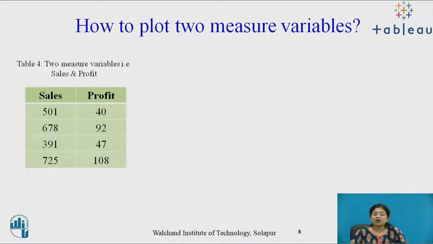Now, let us see how to plot two measure variables. In the previous one we just drew the bar chart by using two variables, one a dimension and the other a measure. Here we can draw a bar chart or any chart using two measure variables. Two measure variables means both values are numerical values. So, here sales and the profit.